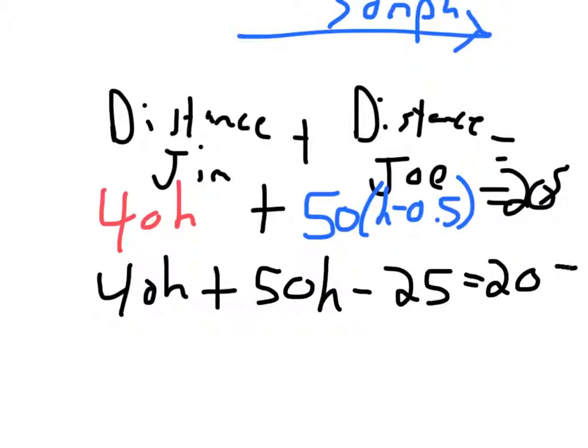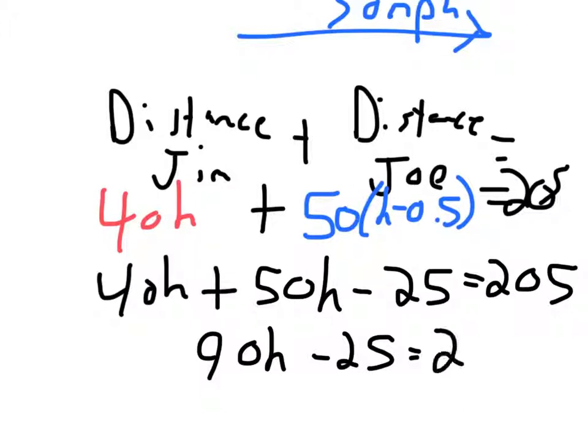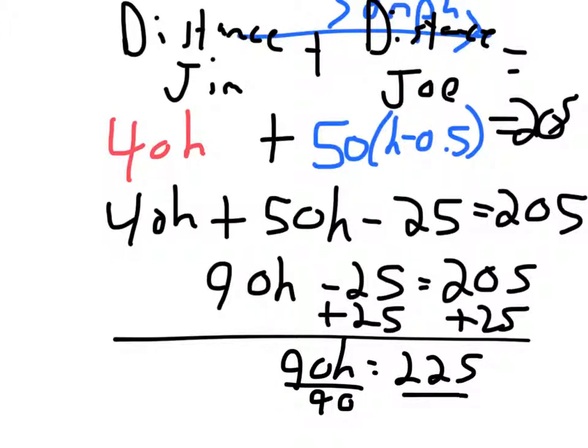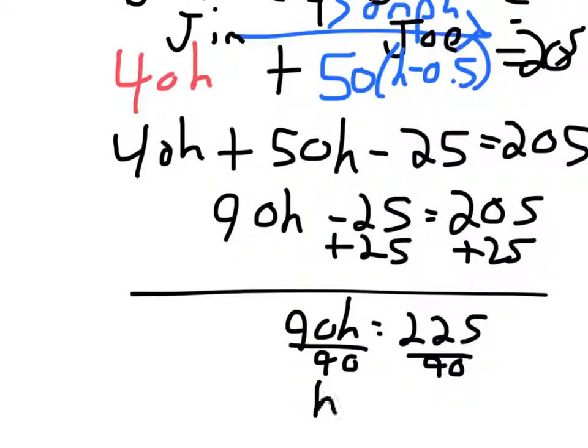Is that 205? Is that what I said to begin with? And now combining like terms, we get 90H minus 25 equals 205. Oops, this isn't going to be a whole number. I kind of messed this one up. I meant to come up with a problem that would come up with a whole hour. 90H equals 225. So we have to divide by 90. That'll tell us how many hours it takes. So the number of hours is 2.5.